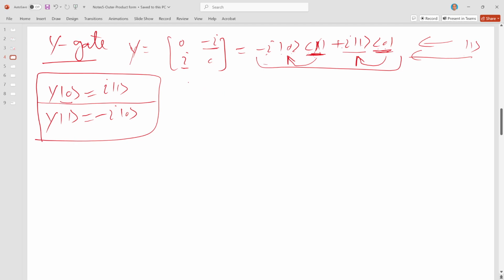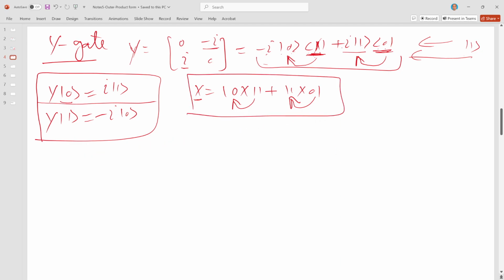For example, if you recall the representation for the X gate from the previous slide, so you can easily see that this notation is telling us that |1> goes to |0> and |0> goes to |1>. So this is sort of an intuitive way of writing the form as well.